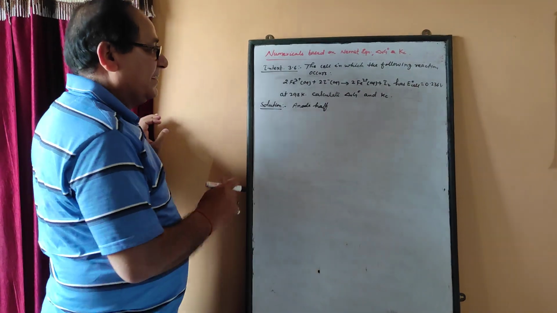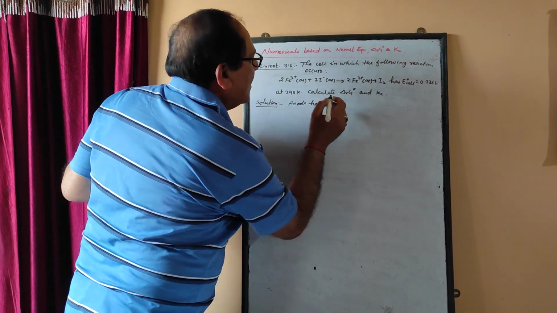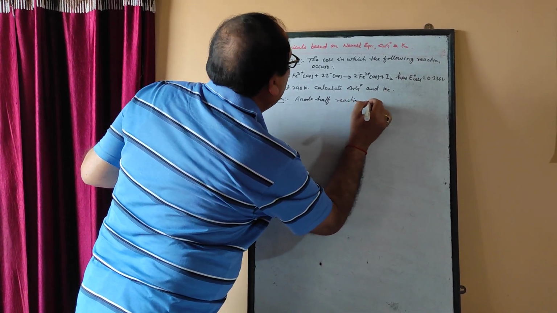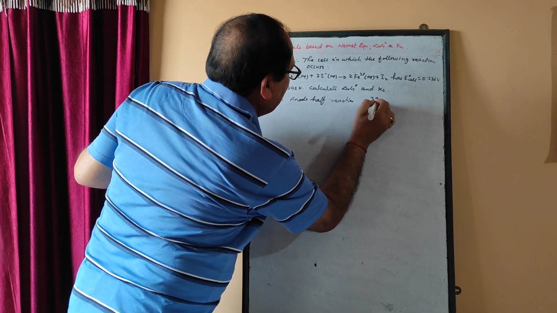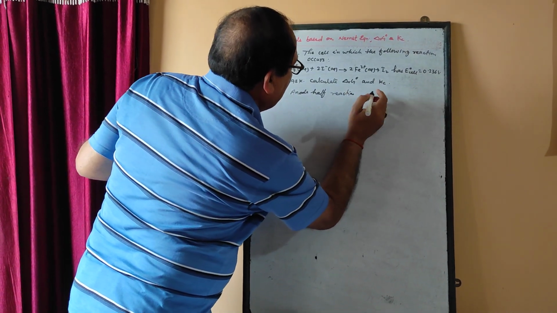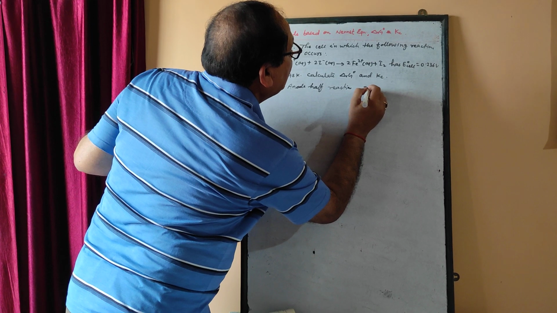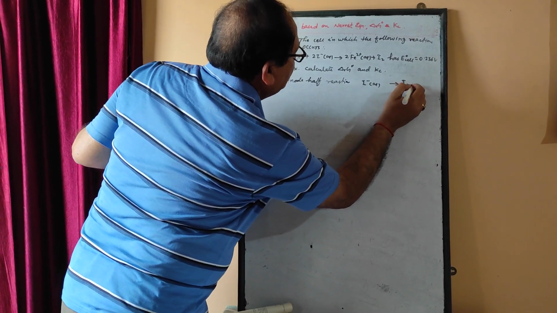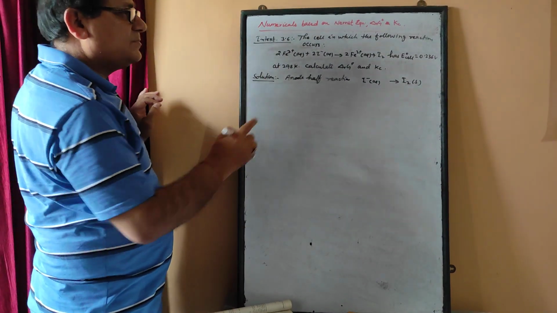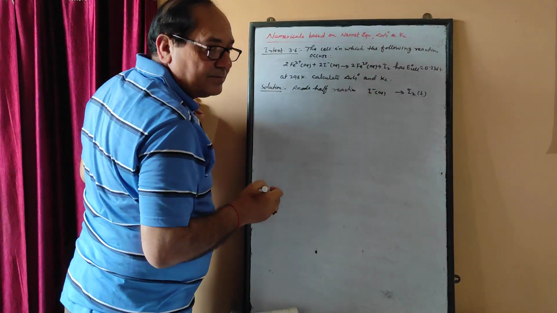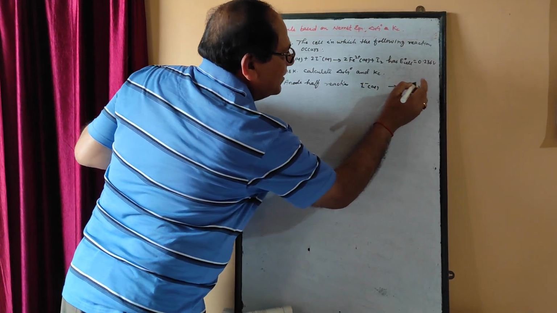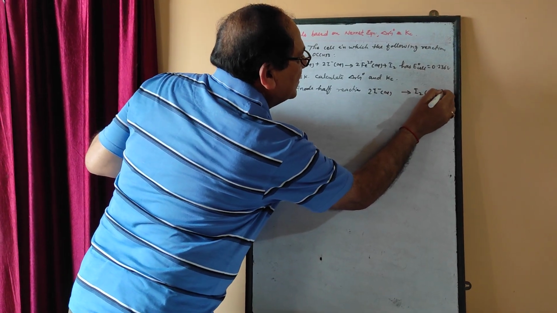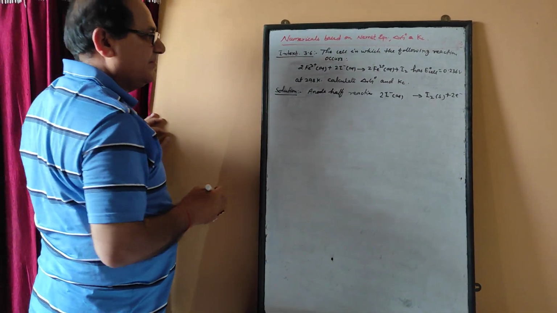So to check that you have to write the anode half reaction. Anode half reaction is what? I- (aq) gives I2. Solve it. So there is loss of electron. There is loss of 1. For balancing 2, you should write 2. There is loss of 2 electrons. This is the anode half reaction.